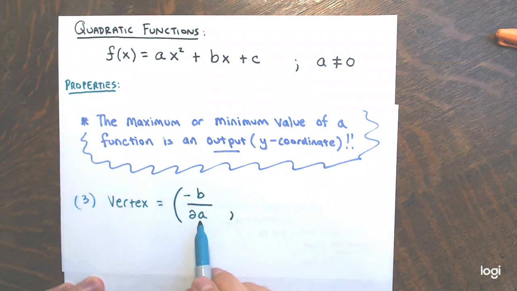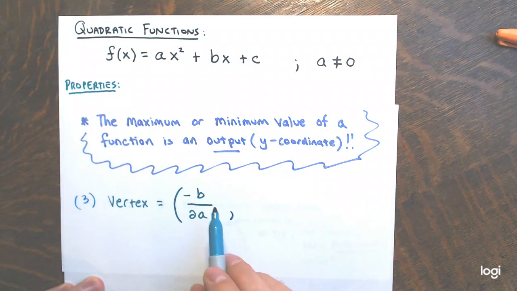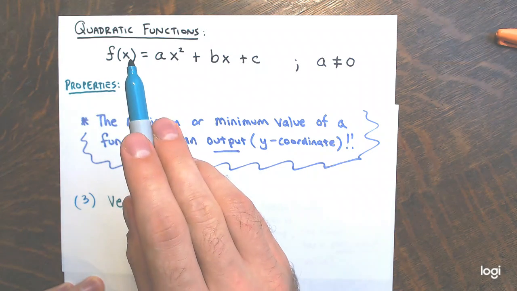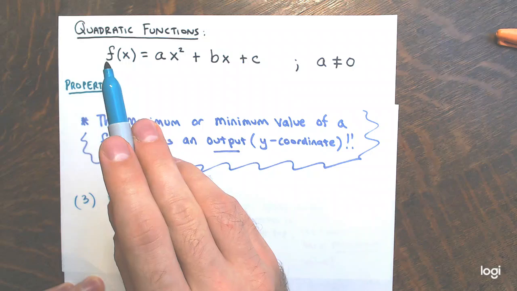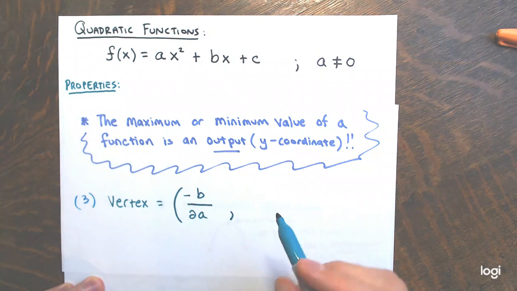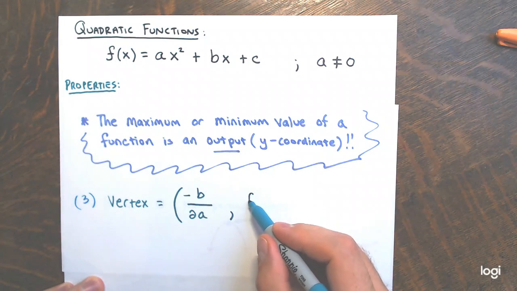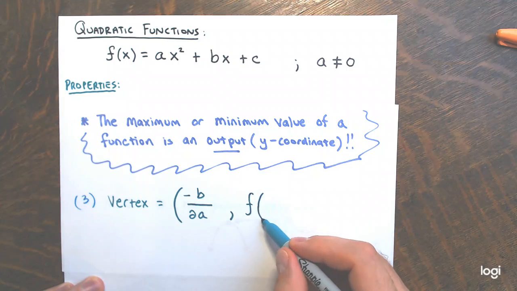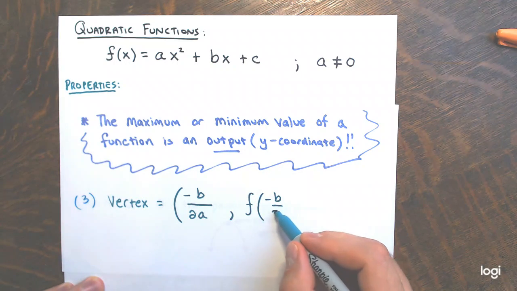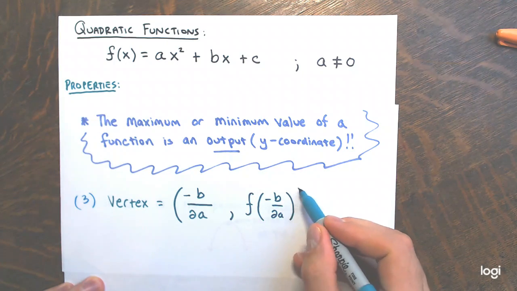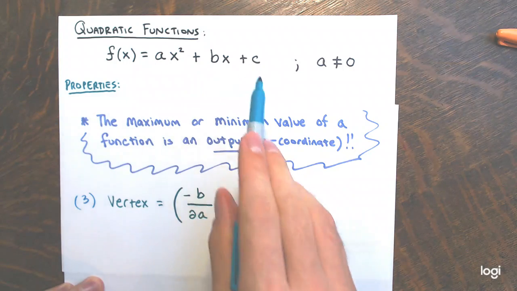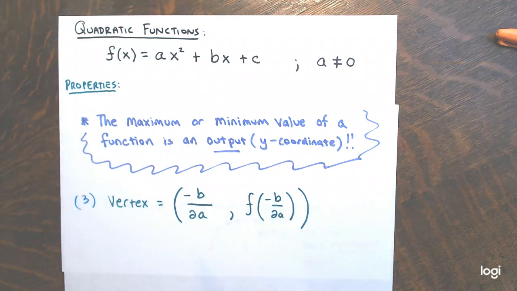Comma, that'll be the x coordinate or the input, and then you just take this number and plug it into the function, plug it in for x. What is the value of f at this input? So the y coordinate would be the value of the function at negative b over 2a. So I would just go through the rule and replace all the x's with whatever negative b over 2a is, and get the output, and that'll be the y coordinate of the vertex.